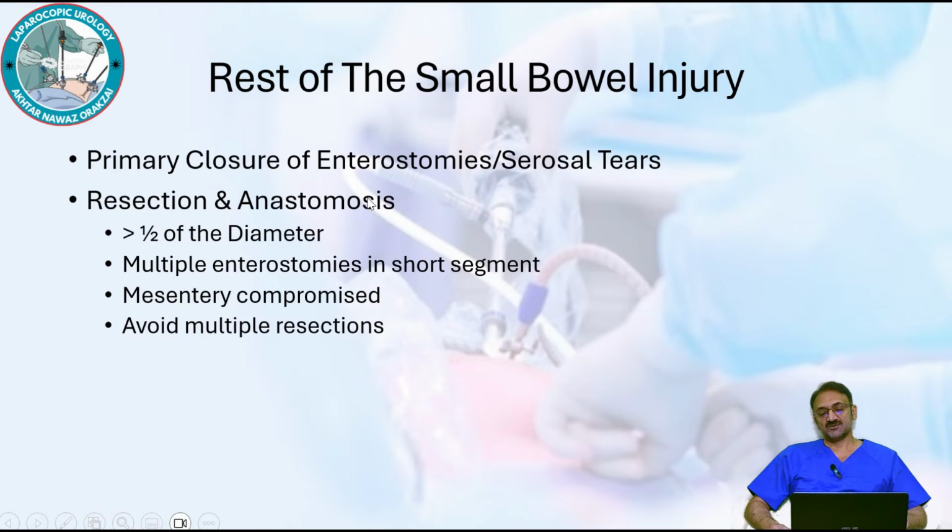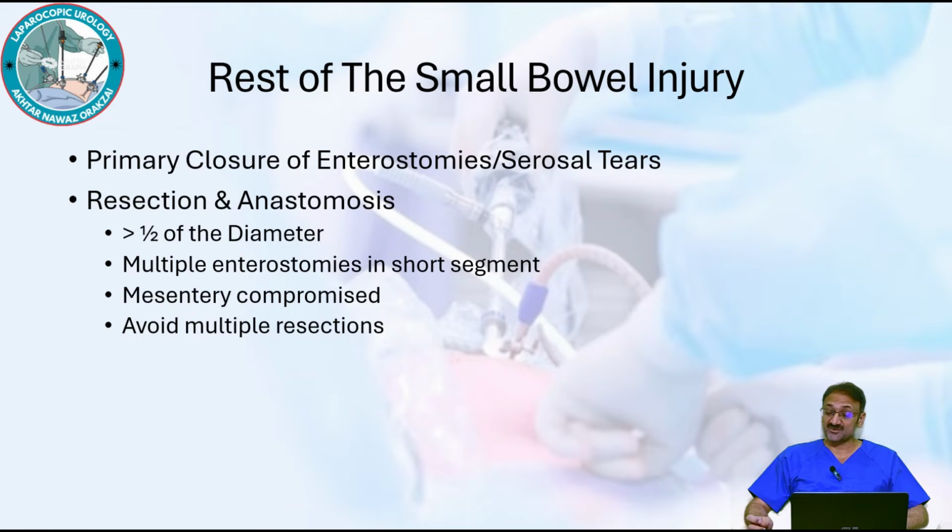For the rest of the small bowel, the basic principles are the same as already discussed. Primary closure is done if there are enterotomies or seromuscular tears, and resection and anastomosis if more than half of the diameter of the bowel is involved. If there are multiple enterotomies in a short segment, then you have to, of course, resect and do an anastomosis.